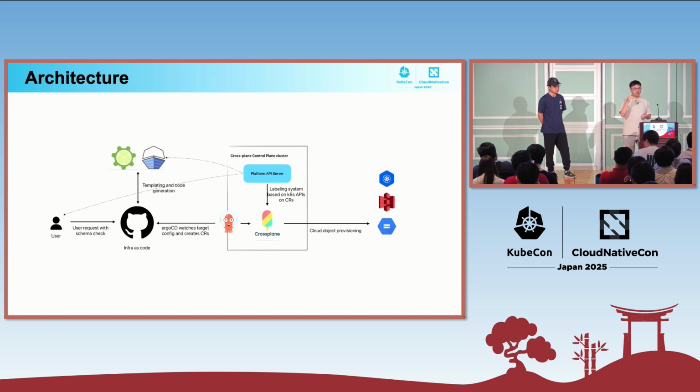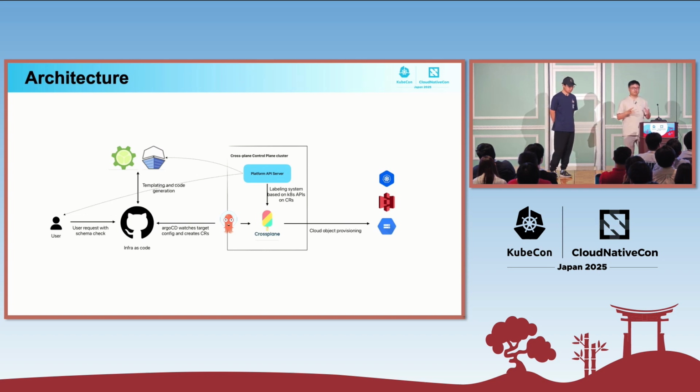We will use Pico as a templating system and Prow as a Git flow engine to help generate the actual resource claims for users based on their requirement to the actual cloud providers or clusters. And then once the output gets generated, ArgoCD will pick it up and sync it to Crossplane control plane clusters as the CRs, and Crossplane will provision and manage resources accordingly.